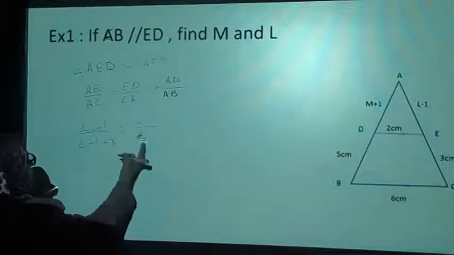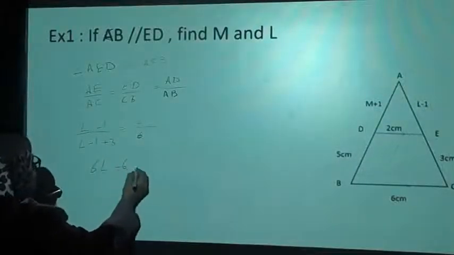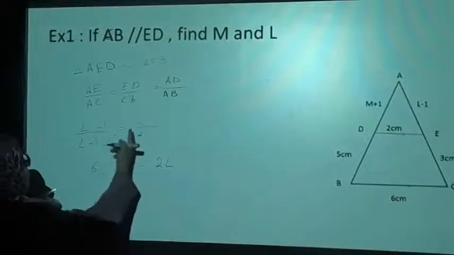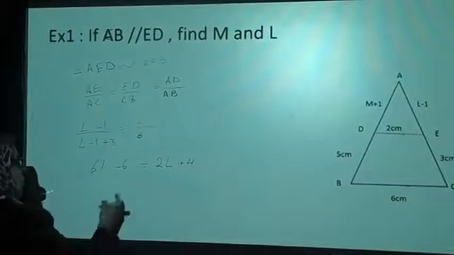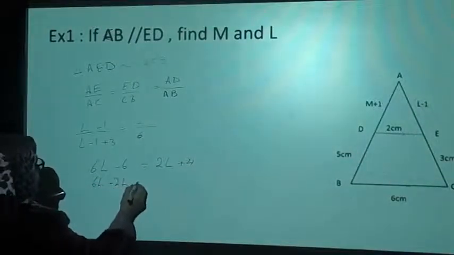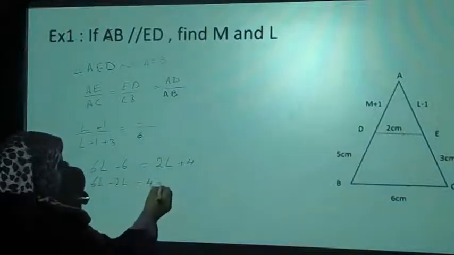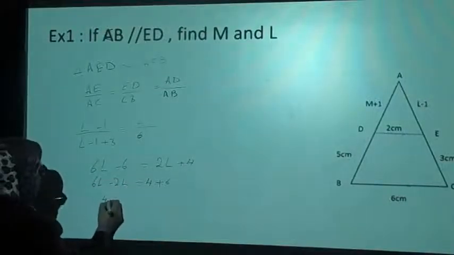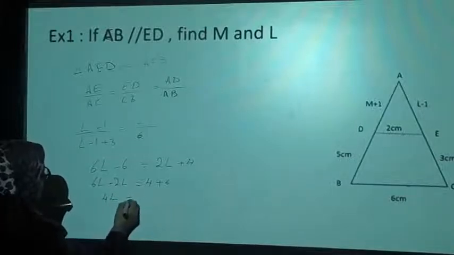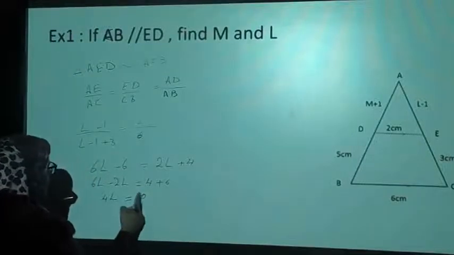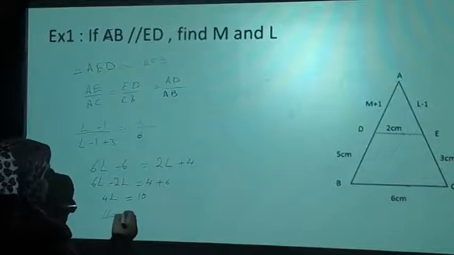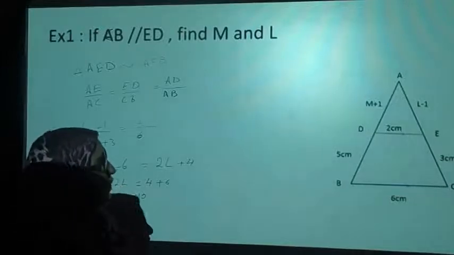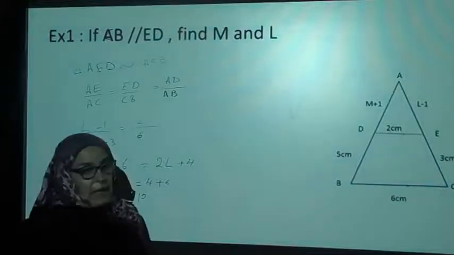Now we're going to simplify. So this is L minus 1 multiplied by 6 equals 6L minus 6 equals, this is 2L, and this is negative 1 plus 3 equals 2, times 2 equals 4. Now let's have the L on one side and the numbers on the other side. So I move 2L to this side and 6 to this side. Therefore 4L equals 10, and from this L is 10 over 4. And by using the same rule, you can find the value of M.